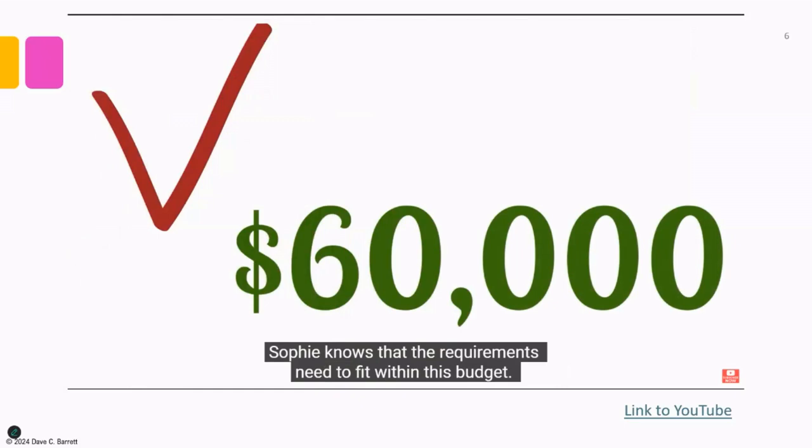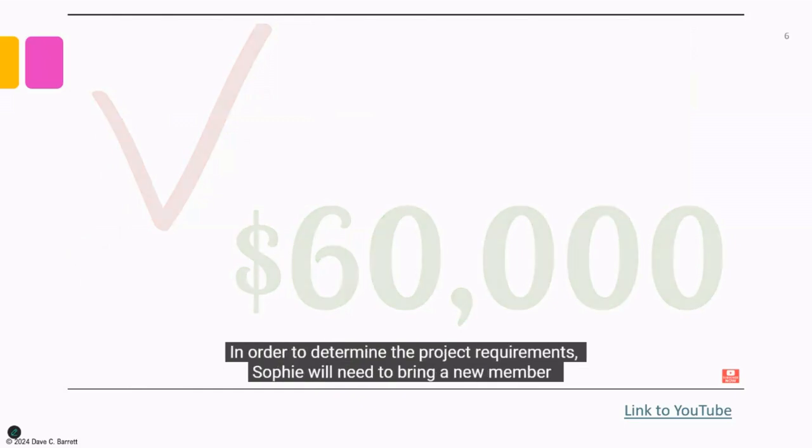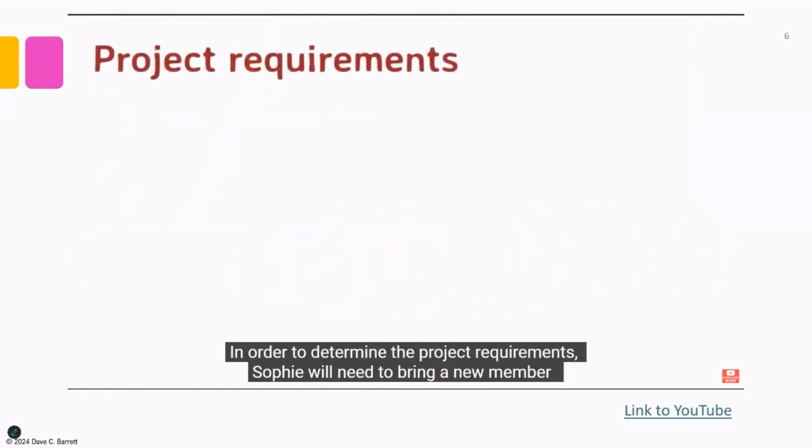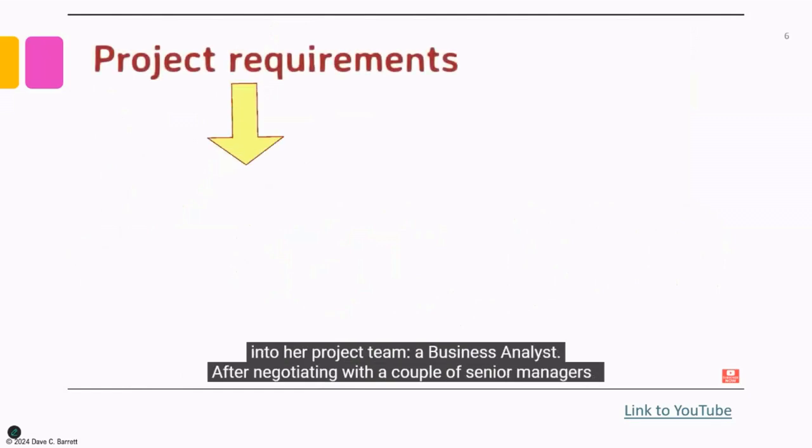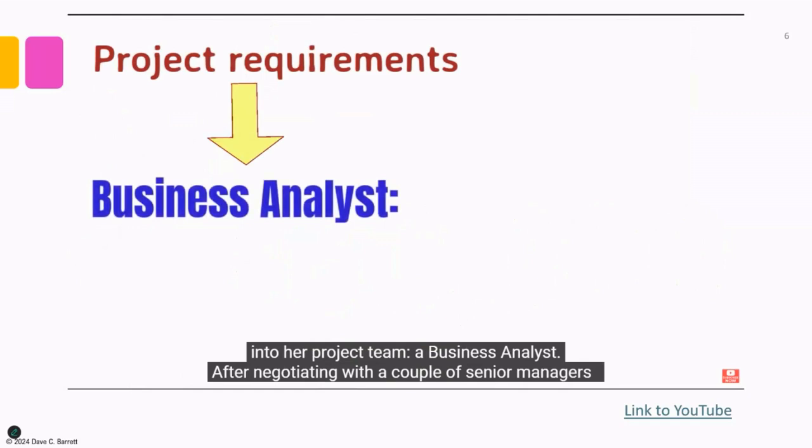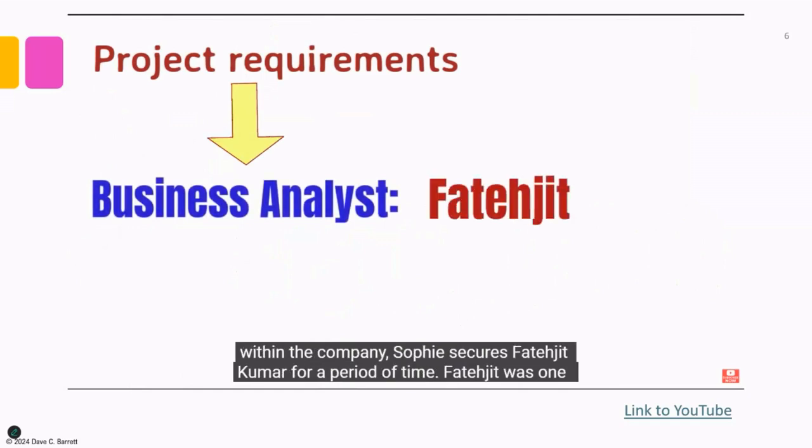The project has been approved with a $60,000 budget, so Sophie knows that the requirements need to fit within this budget. In order to determine the project requirements, Sophie will need to bring a new member into her project team, a business analyst. After negotiating with a couple of senior managers within the company, Sophie secures Fatijit Kumar for a period of time.